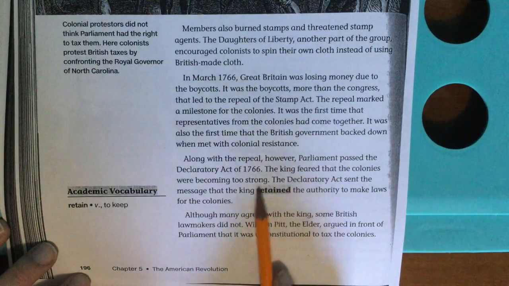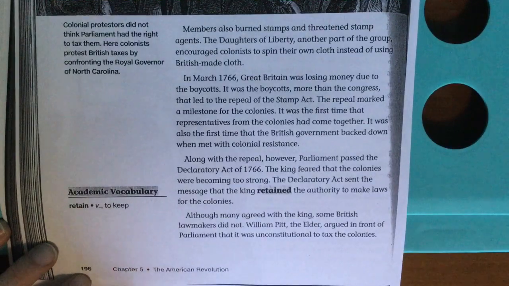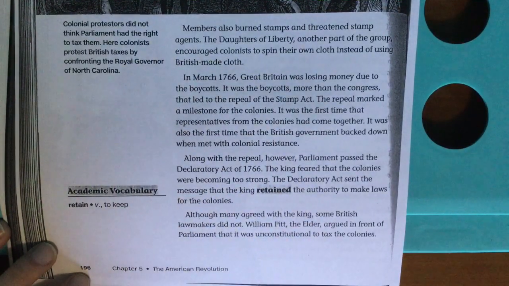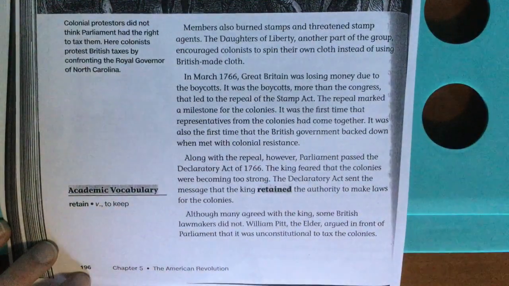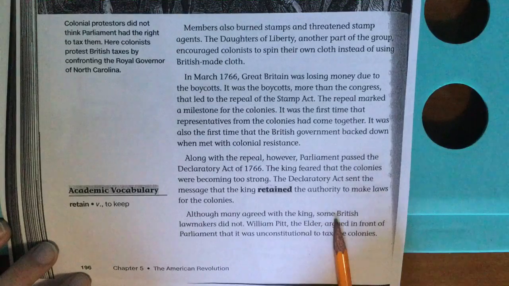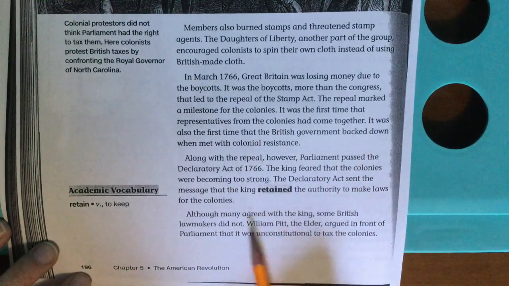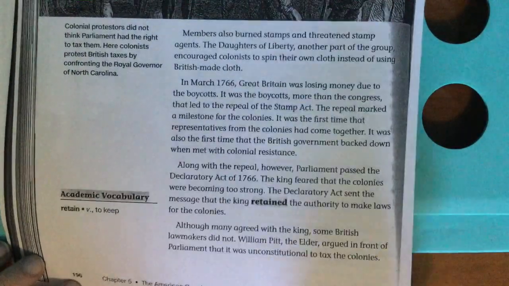And if you don't know what retained is, read over here in our academic vocabulary. It means to keep. So this act was saying, well, even though we got rid of the Stamp Act, the king is still in charge, and you're not going to change that. Although many agreed with the king, some British lawmakers did not. William Pitt, the elder, argued in front of the Parliament that it was unconstitutional to tax the colonies.